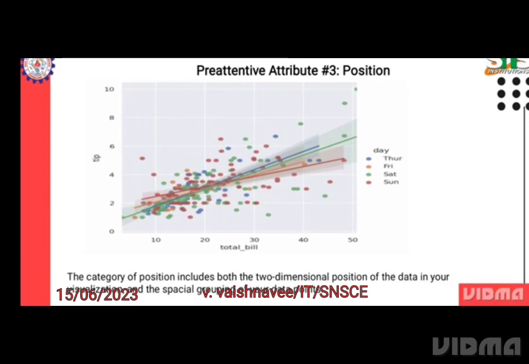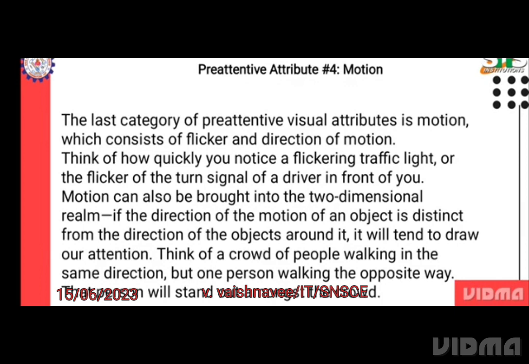Think of a crowd of people walking in the same direction, but one person walking the opposite way. That person will stand out among the crowd. So, these are the 4 pre-attentive attributes.